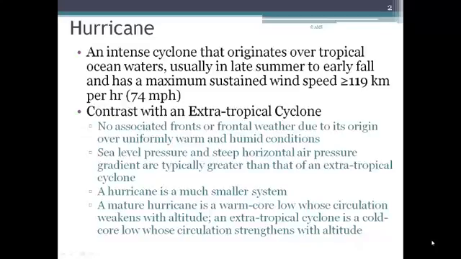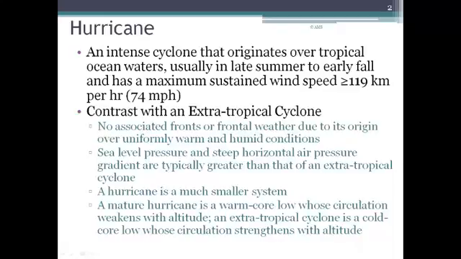Now, if we compare this with an extratropical or mid-latitude cyclone that we talked about previously, there's no associated front or frontal weather for a hurricane like there is with the mid-latitude cyclone. It's simply due to a uniform surface of warm, humid water and lots of intense solar radiation heating. The sea level pressure and steep horizontal air pressure gradient are typically much greater for a hurricane than they are for a mid-latitude cyclone. A hurricane is a much smaller system. It does not affect as big a region as a mid-latitude cyclone.